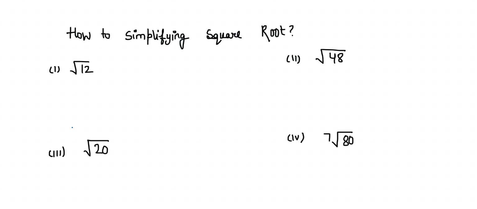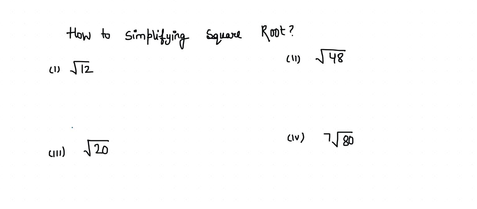My name is Rashi Goyal, and in this video we are going to simplify these square roots: square root 12, square root 48, square root 20 and 7 times square root 80. So let's start with today's video solution.